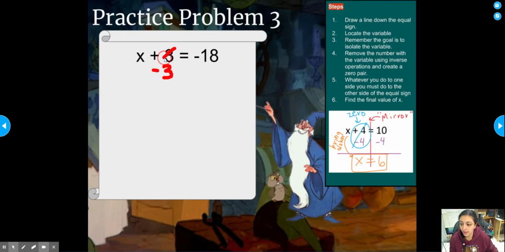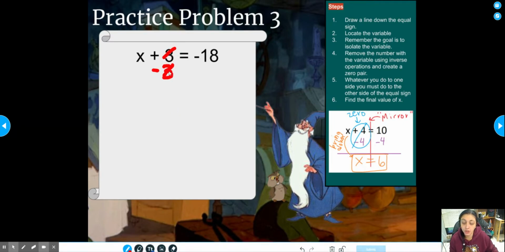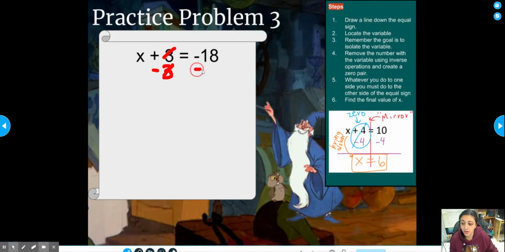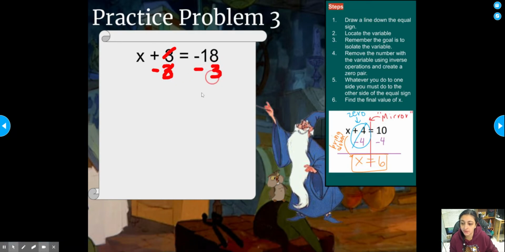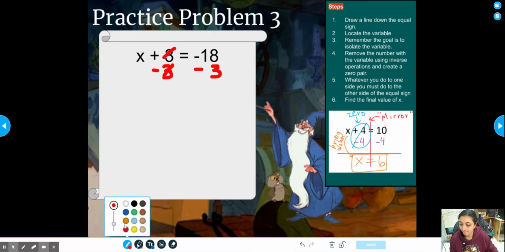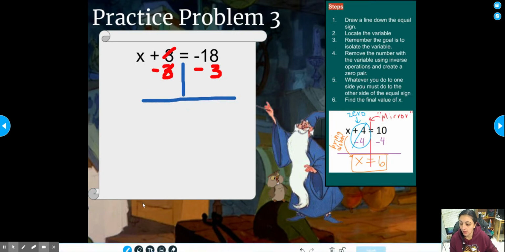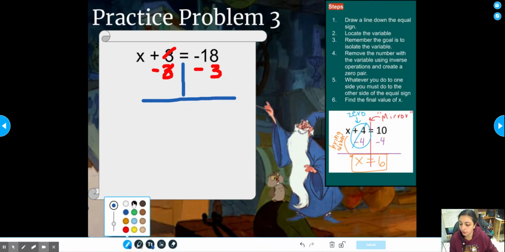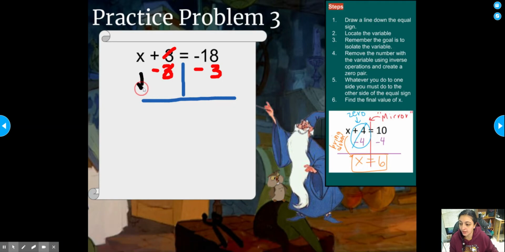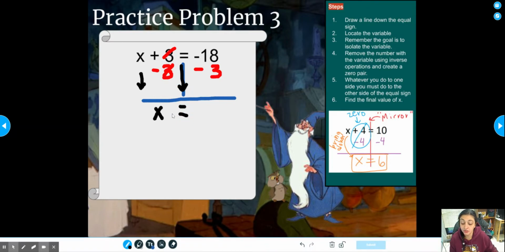And when we do that, that becomes 0. But whatever we do to one side of the equal sign, we need to do to the other. So I'm going to subtract 3 from this side. And to keep my work neat, I'll draw a line right here. And so now I know that I bring my x down, bring my equal sign down, and there's nothing over here to bring down because these have canceled each other out.